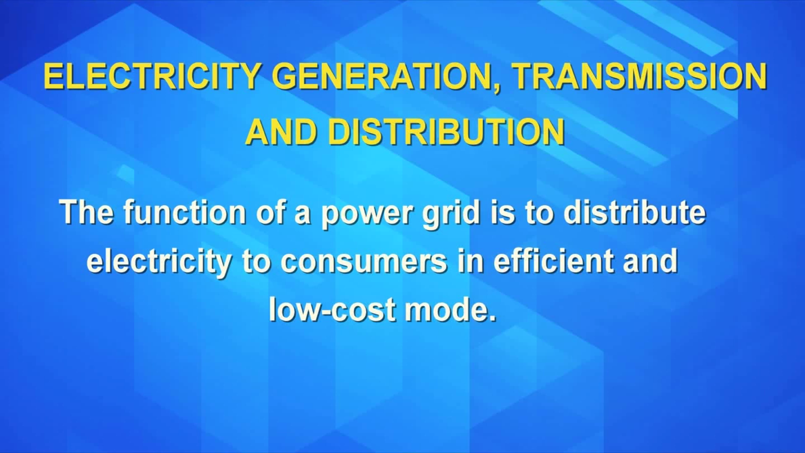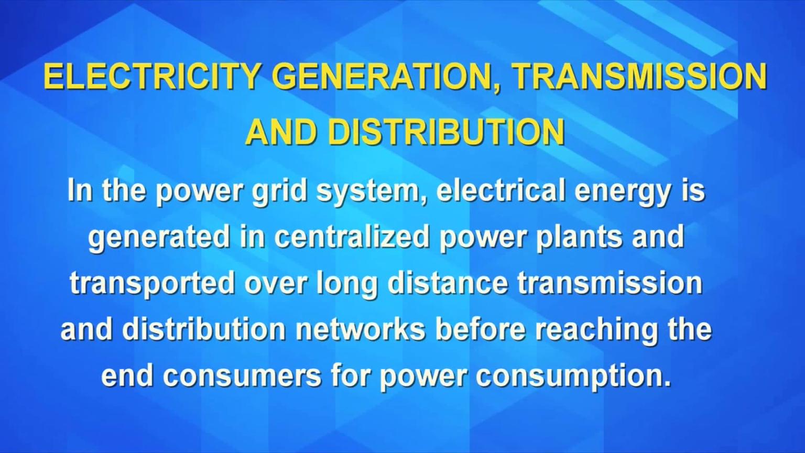The electric power system, also known as the electrical power grid, is an interconnected network of power generation, transmission, and distribution systems. The function of a power grid is to distribute electricity to consumers in an efficient and low-cost mode. In the power grid system, electrical energy is generated in centralized power plants and transported over long-distance transmission and distribution networks before reaching the end consumers for power consumption.